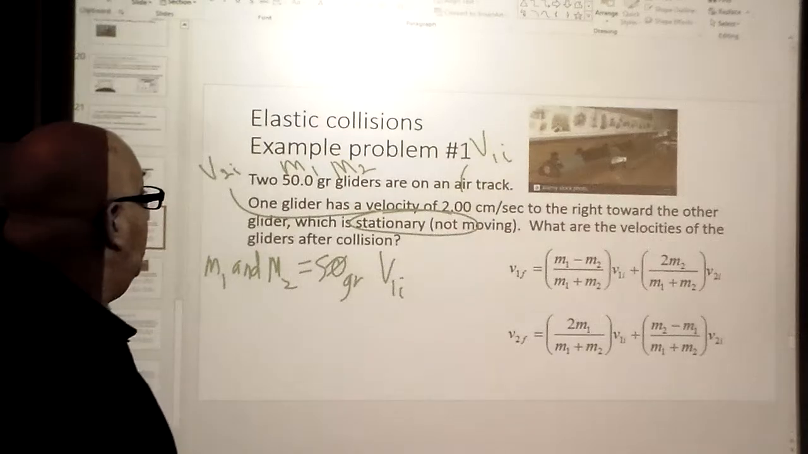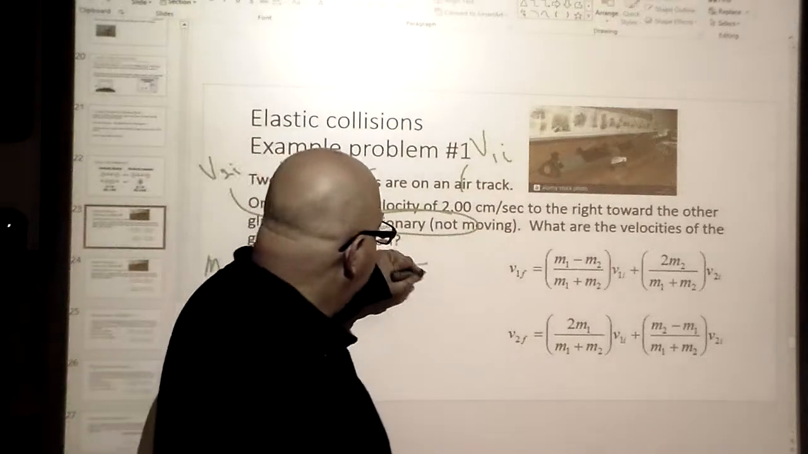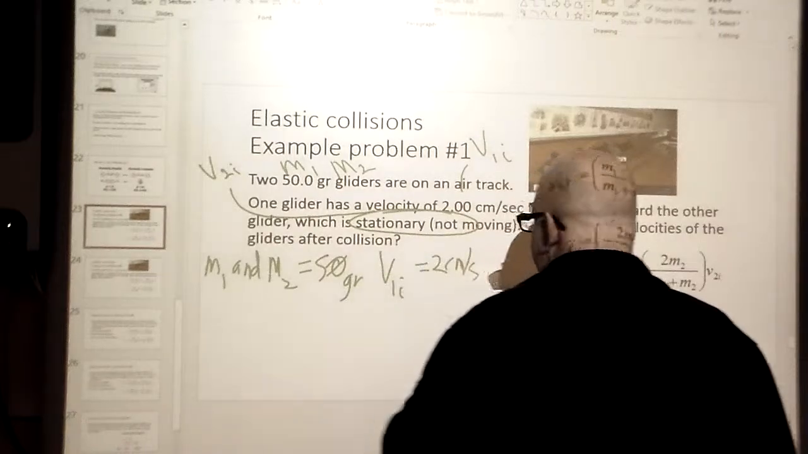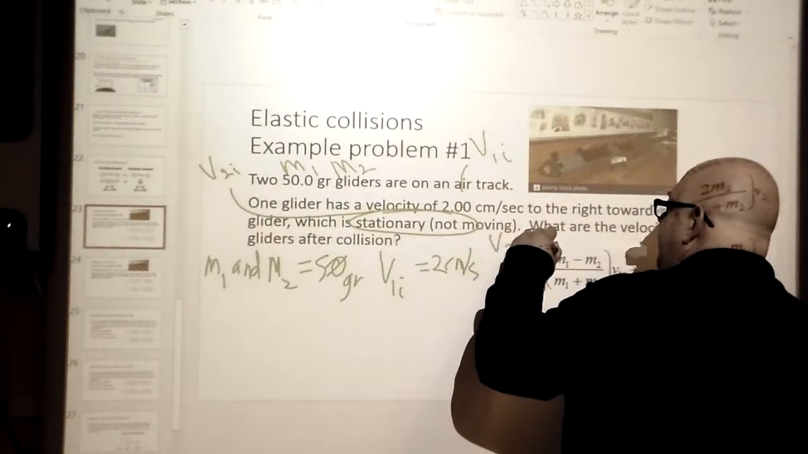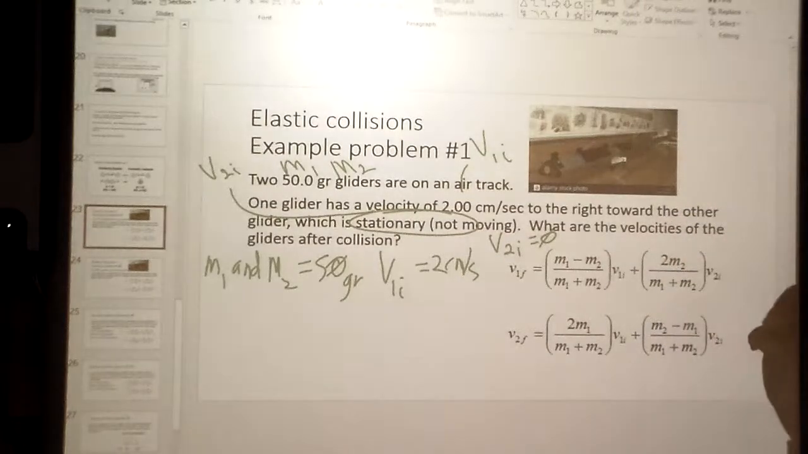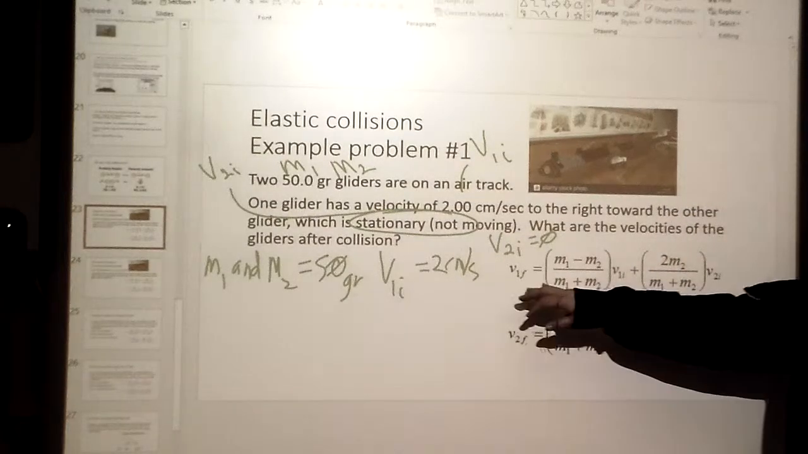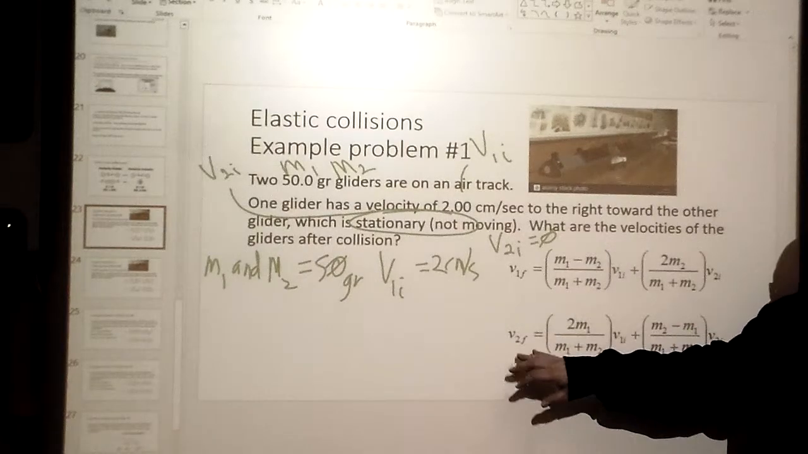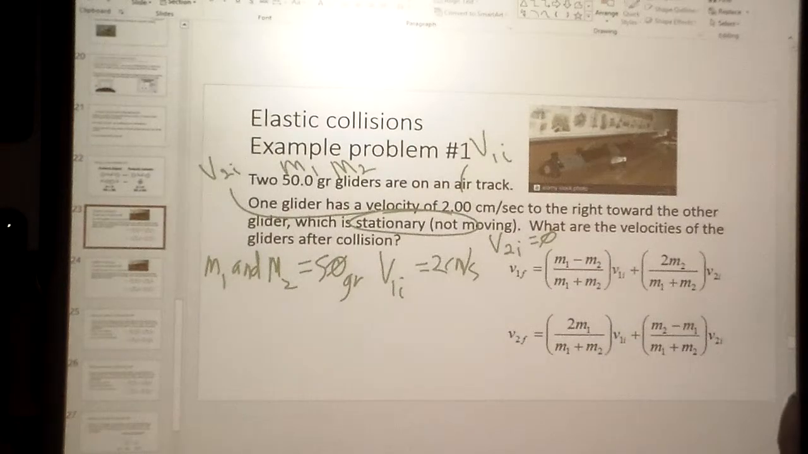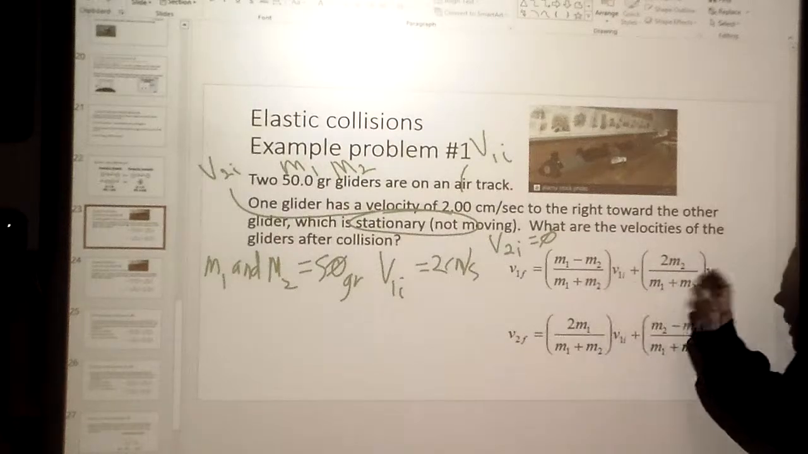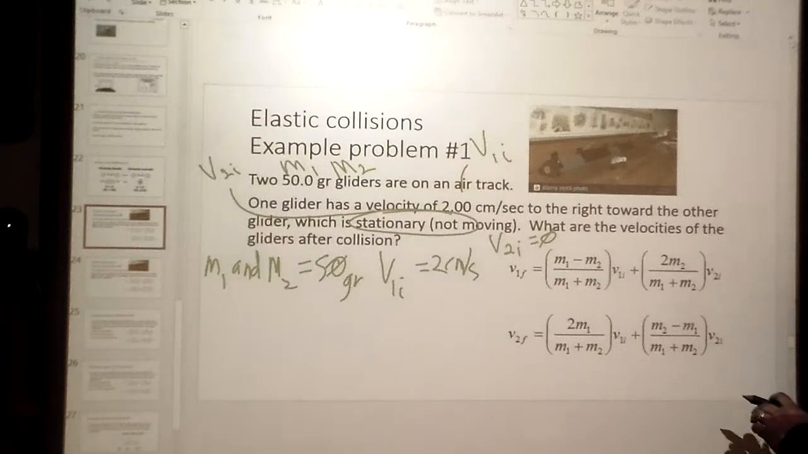V1I, our starting velocity of our first car, is equal to 2 centimeters per second. And V2I is 0 because it's not moving. Now, these formulas here, one tells us the final velocity of glider 1, and the other the final velocity of glider number 2. It looks very messy, but it's not too bad because we have V2I in both of these. Since V2I is 0, this cancels out. So now there's 0. That leaves us working with these formulas.